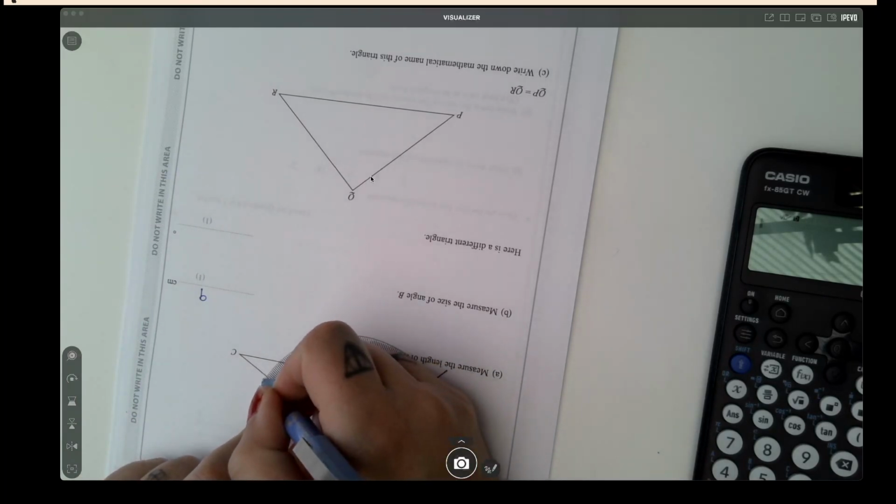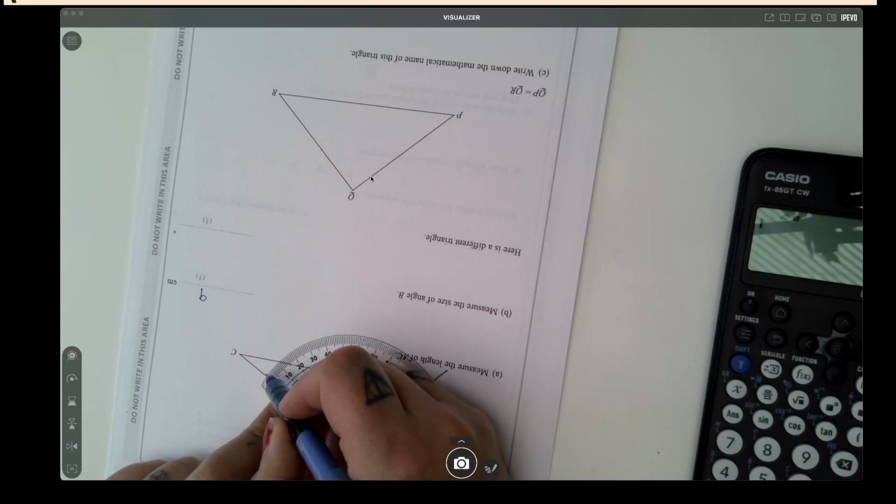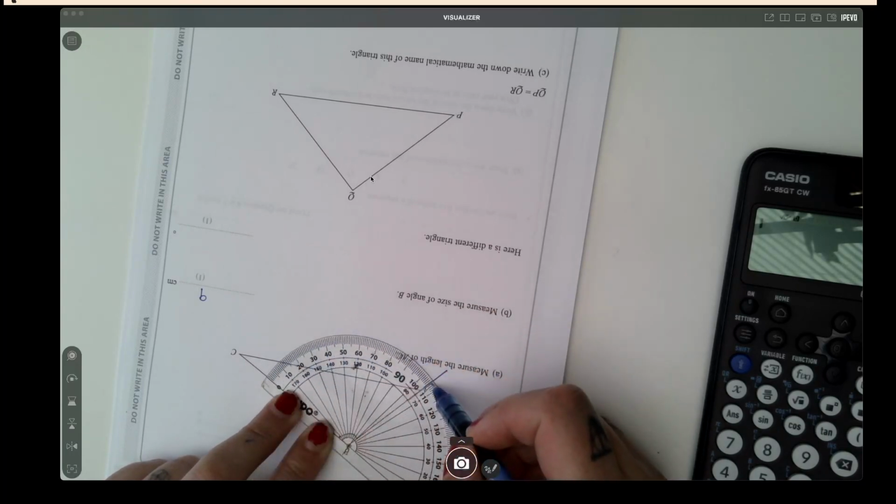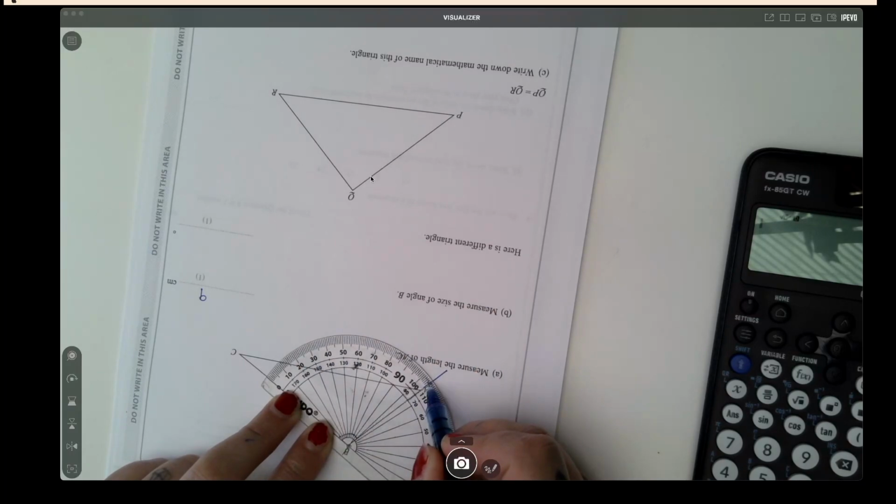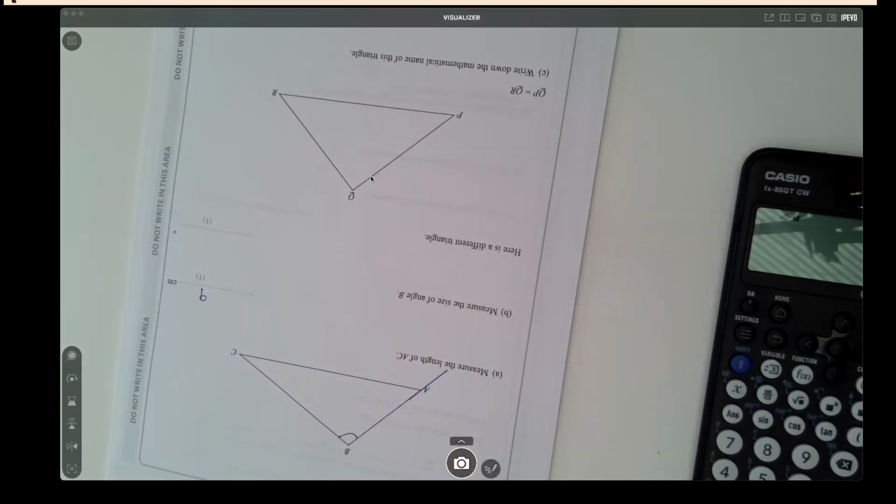Flush with BC. Read around the outside because it's this zero that I've got flush. So we're going to go all the way around to here. 100, 1, 2, 3, 4, 5.